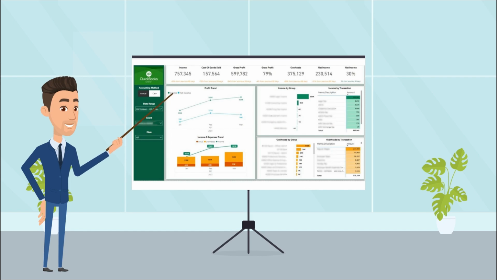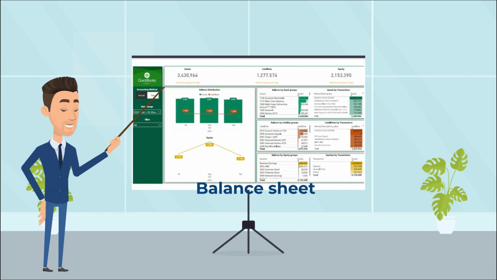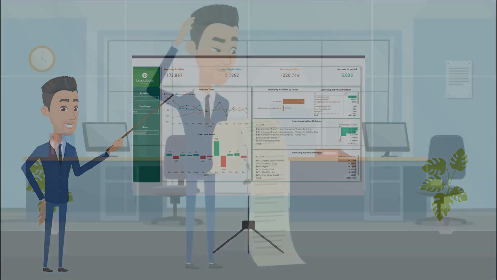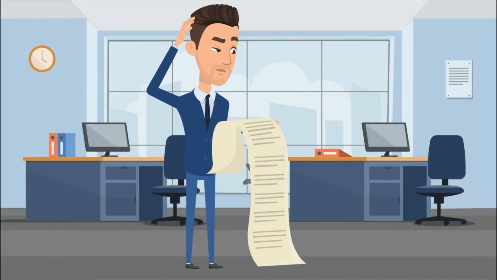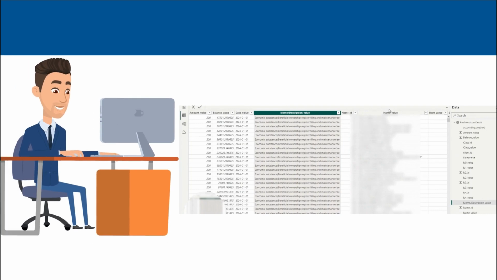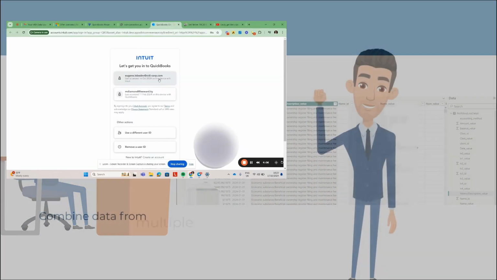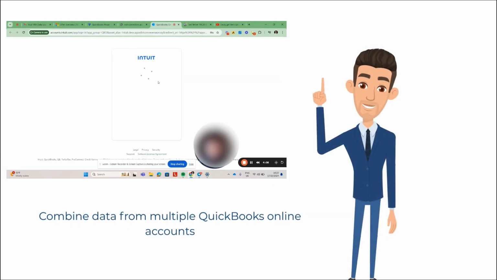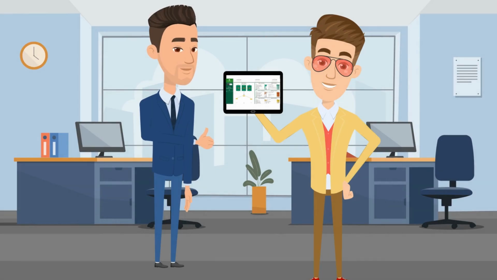Data is grouped into cohesive tables like P&L, balance sheet, and cash flow, eliminating the need for manual data blending. Drill down into specific transactions effortlessly, accessing detailed values of your accounts with just a few clicks. Combine data from multiple QuickBooks Online accounts into a single file, perfect for accounting practices or company groups.